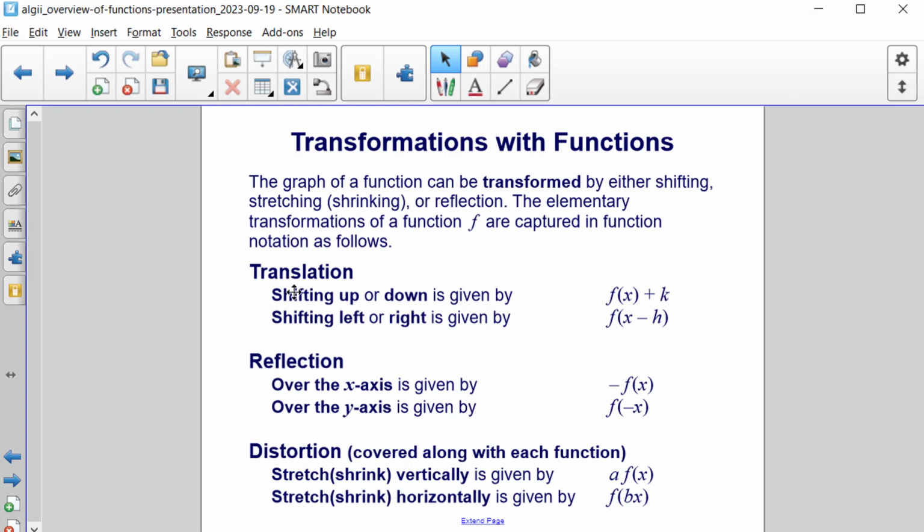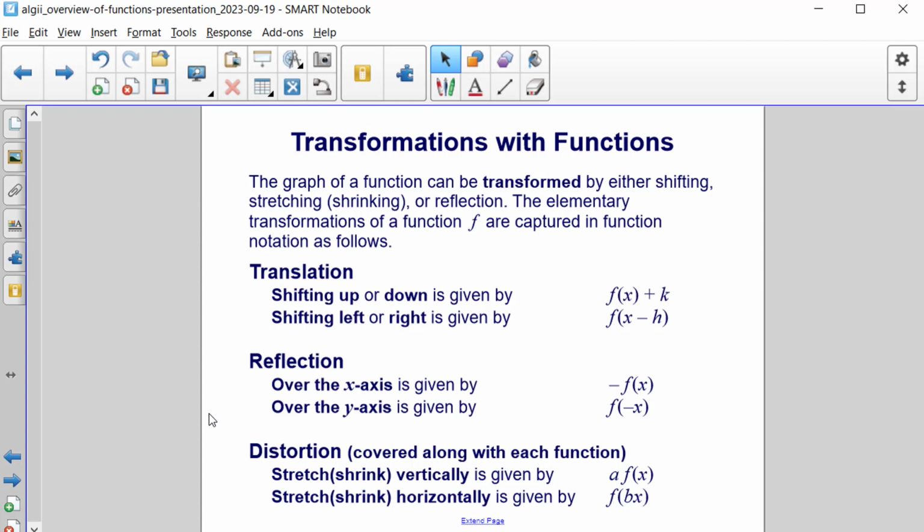For a translation, if you are shifting up or down, it is given by f of x plus k, where k is any number. When you're shifting left or right, it's given by f of x minus h. And again, h is any number. A reflection over the x-axis is given by a negative sign out in front of the function of x, whereas a reflection over the y-axis is given by f of negative x, meaning you're changing the sign of the x values. That's what flips it across the y-axis.